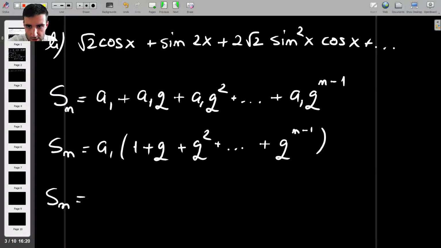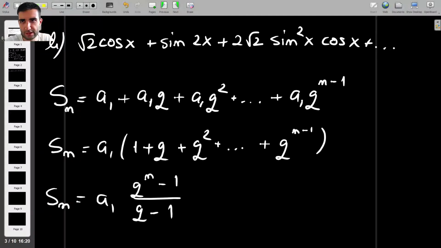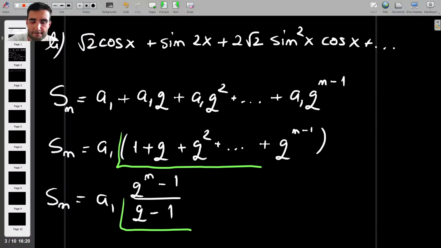Right, so this will then be (q^n − 1)/(q − 1). This is something that you'll probably find in the formula book. You'll find that this is actually equal to this, basically. So that's the general expression for the sum of a geometric series.